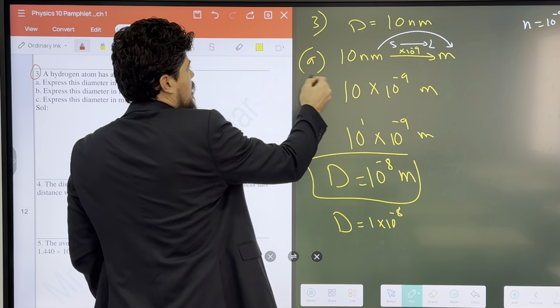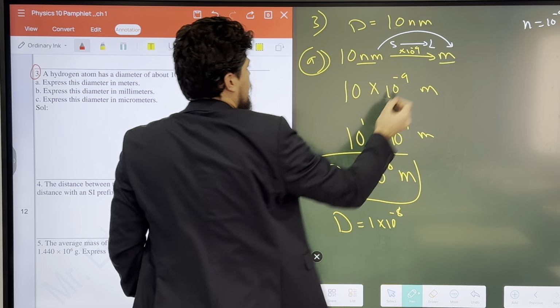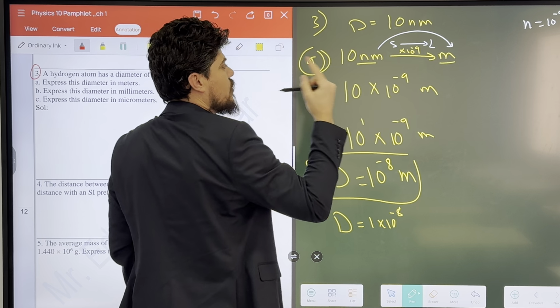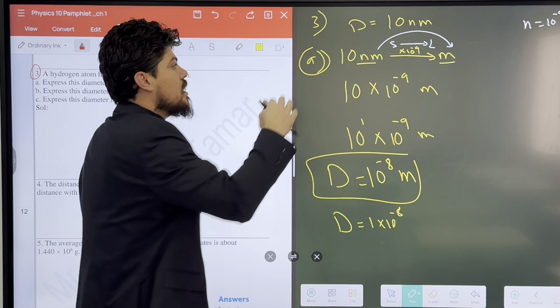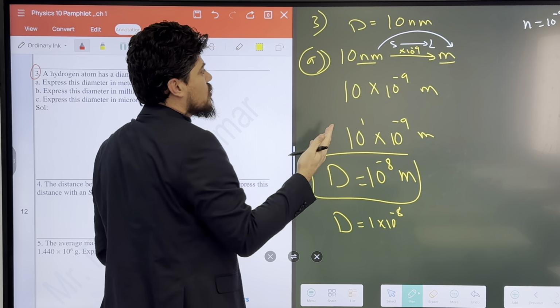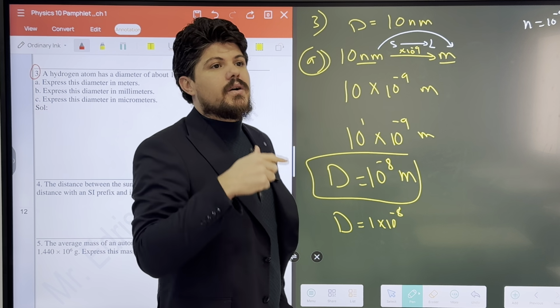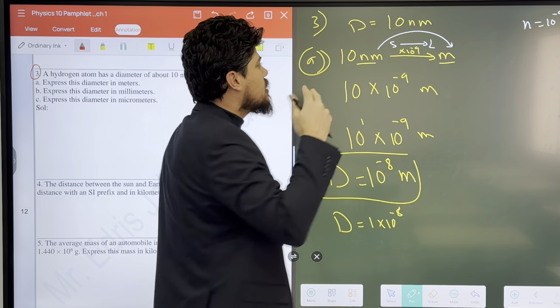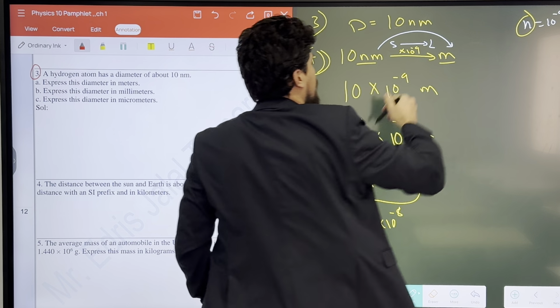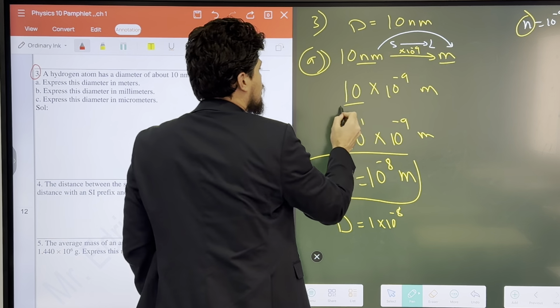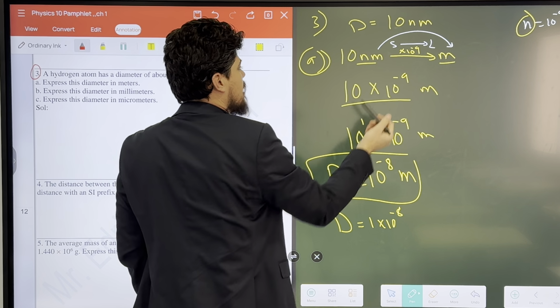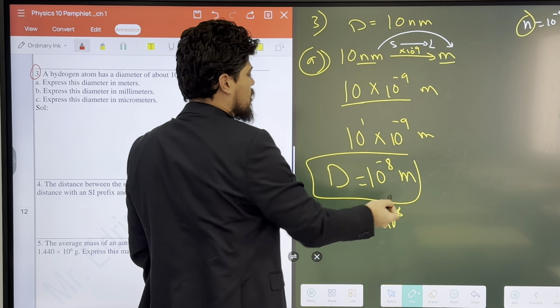So branch A, we converted nanometer to what? To meter. How many prefixes do we have? Only one prefix. In the case if you have one prefix, it's very easy to convert. Small to large or large to small? Small to large. Positive power or negative power? Negative power. Which type of prefix do we have in this case? Nano. What is the negative power of nano? 10 power negative 9. Okay, so after simplified, 10 times 10 power negative 9 is equal to 10 power negative 8 meter.